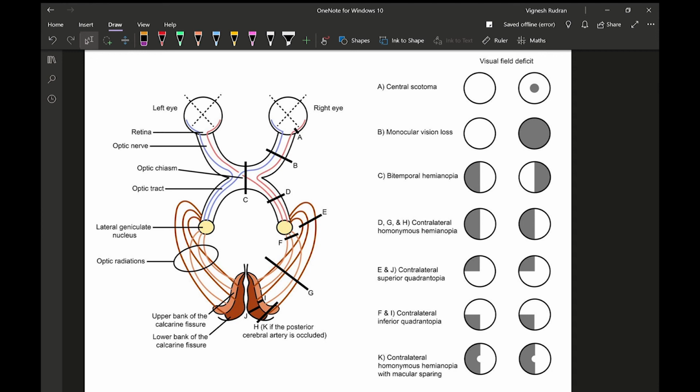I would just like to go through the pathway for you guys. So first of all, light falls on the retina, then it's taken by the optic nerve to the optic chiasm, and then from the optic chiasm it goes to the optic tract to the lateral geniculate nucleus, and via optic radiations it goes to the upper and lower calcarine fissures or the visual cortex. So this is the normal pathway.